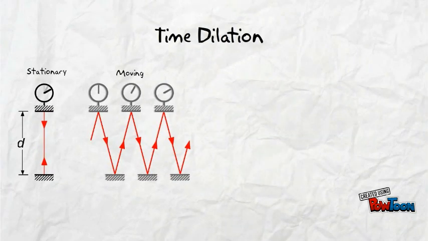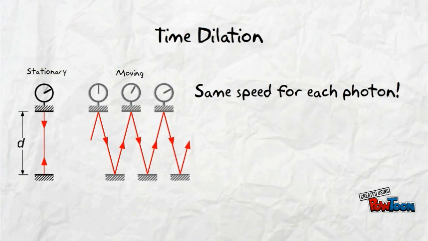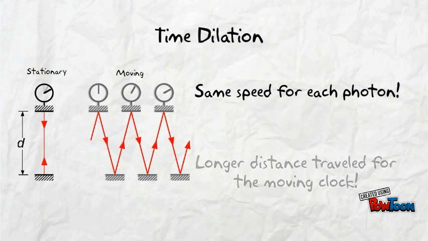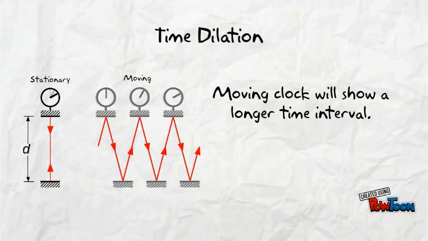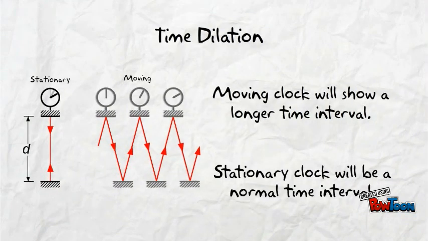And because of how I stated earlier, the theory of relativity states that the photon is going to be traveling at the same speed, but since one photon is traveling a farther distance, someone observing these two clocks is actually going to see that the time interval for the clock that is moving is slower than the clock that is stationary. So essentially, this observation is what is defined as time dilation.